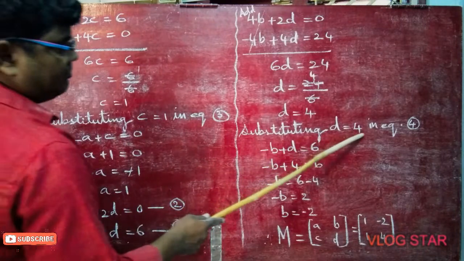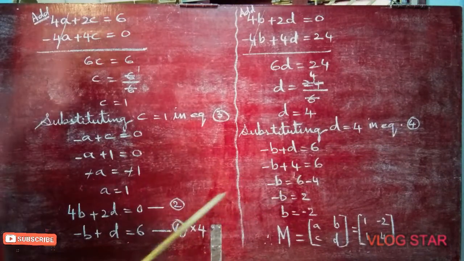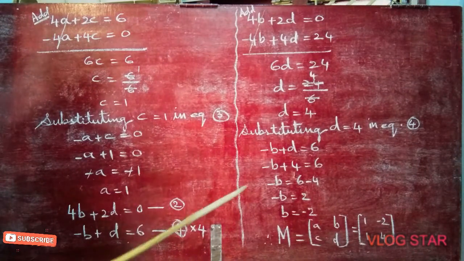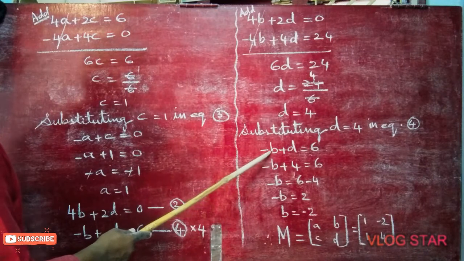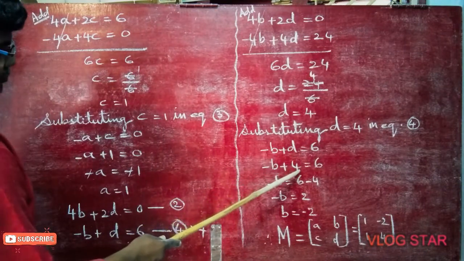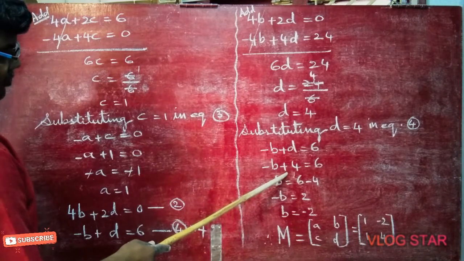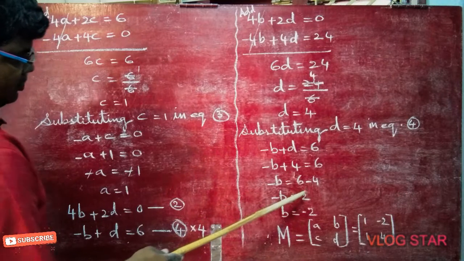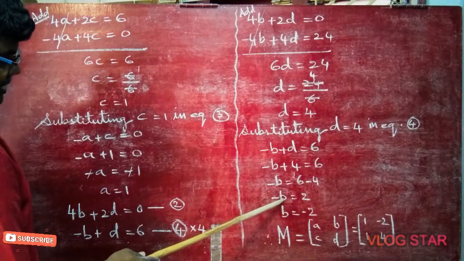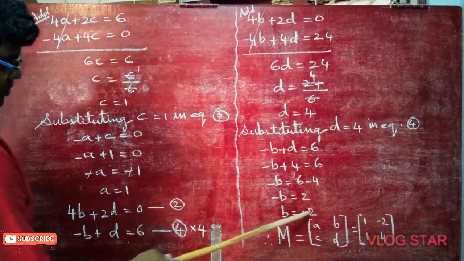Substituting D is equal to 4 in equation 4. Any one, second also you can substitute, or fourth, because the fourth one is simple. Fourth equation I took: minus B plus D is equal to 6. Minus B plus 4 is equal to 6. Plus 4 goes from left to right as minus 4. So minus B is equal to 2. We want B, so opposite sides: minus becomes plus, plus becomes minus. So B is equal to minus 2.